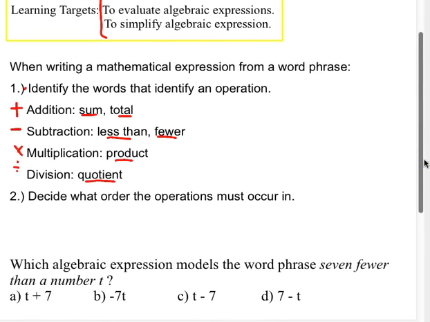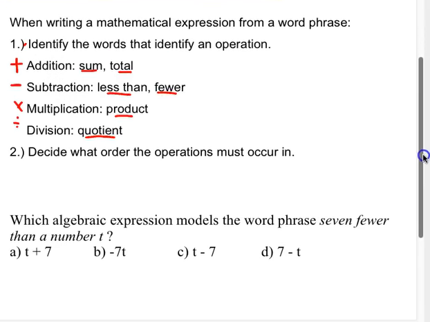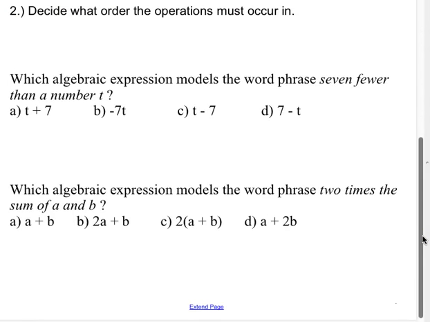After you've done that, then you're going to want to decide on the order of the operations. Now, that may sound silly, but there actually are some circumstances where you write in a different way than you read it. Okay, so let me give you a few examples of how this looks. Which algebraic expression models the word phrase 7 fewer than a number t? First thing I'm noticing is fewer than. So fewer than tells me that I am subtracting, okay? That I'm going to be using the minus sign.